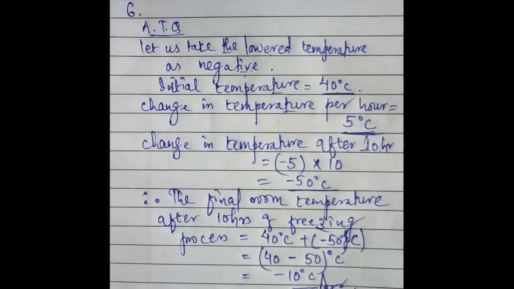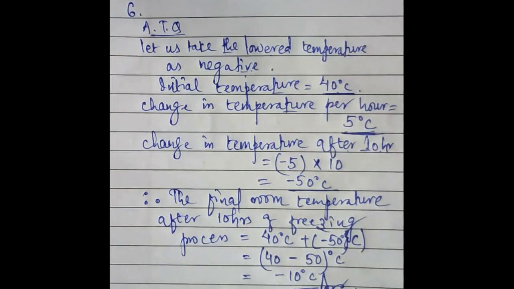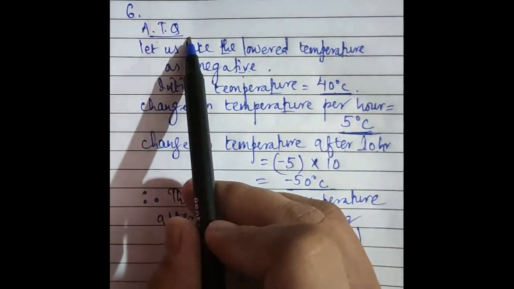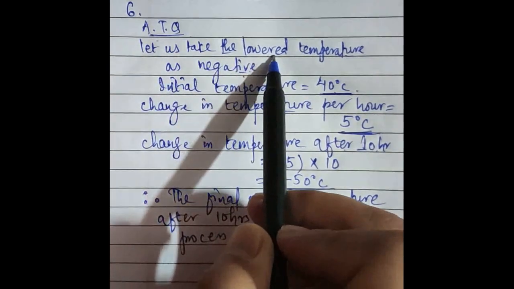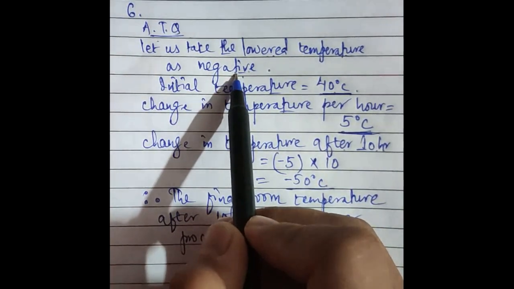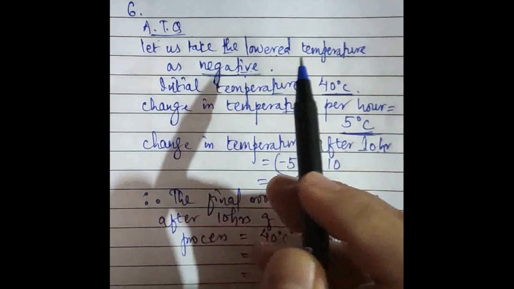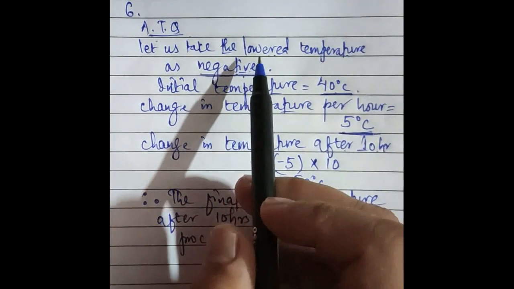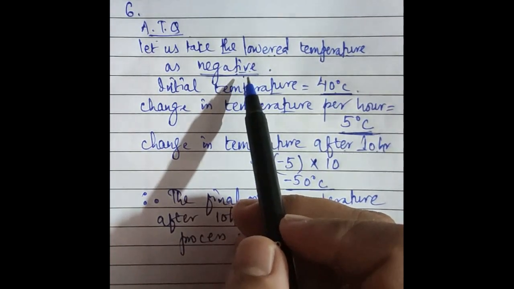Let me repeat this question again, let me explain it again, maybe you have not understood. According to the question, whatever the temperature was lowered, we are taking that lower temperature as a negative form. It is obvious, isn't it? The lower temperature will be negative only, minus.